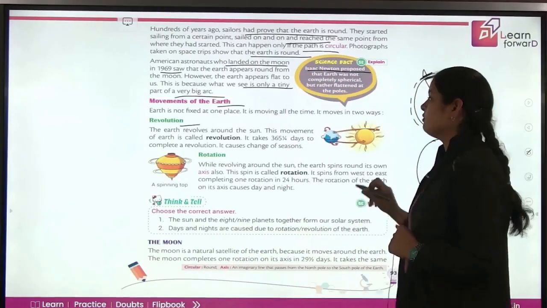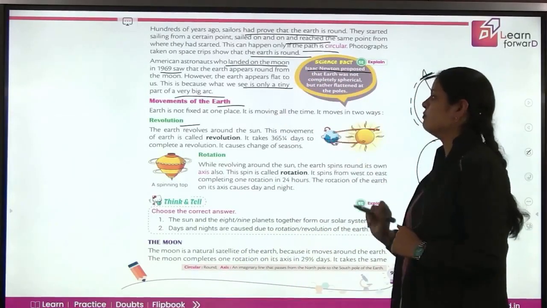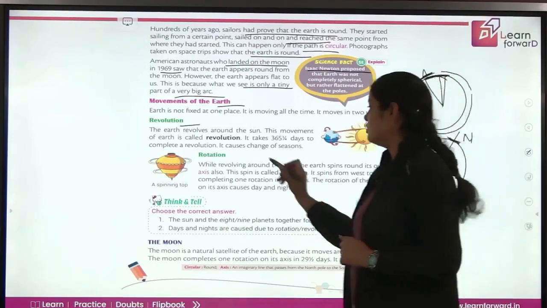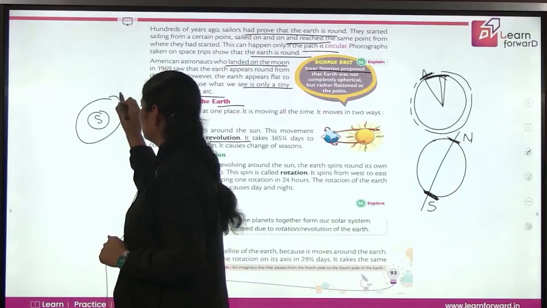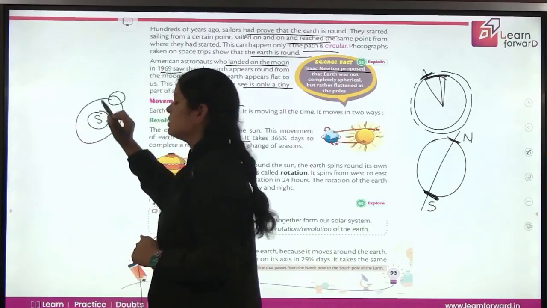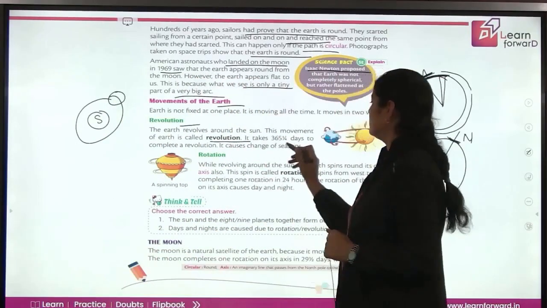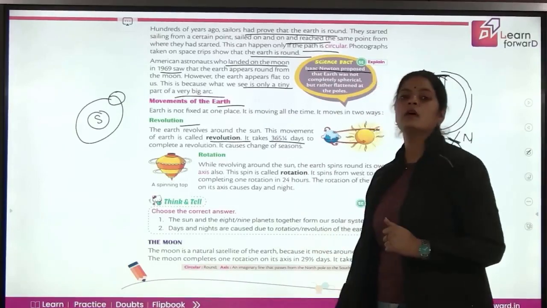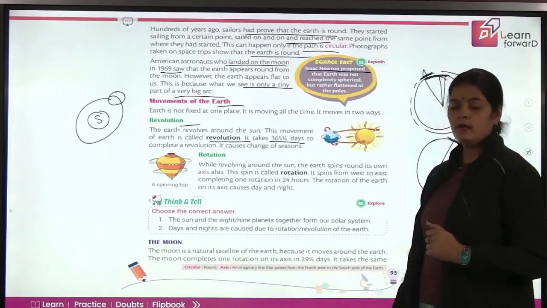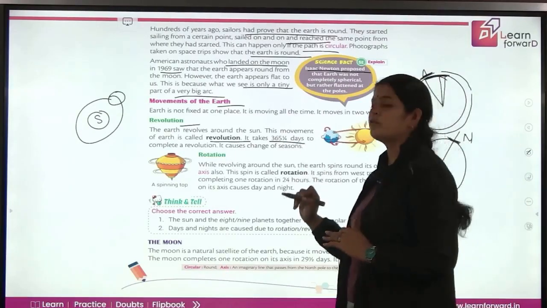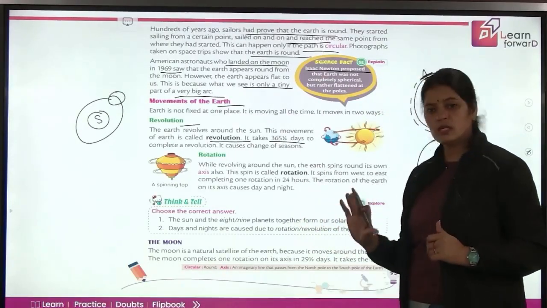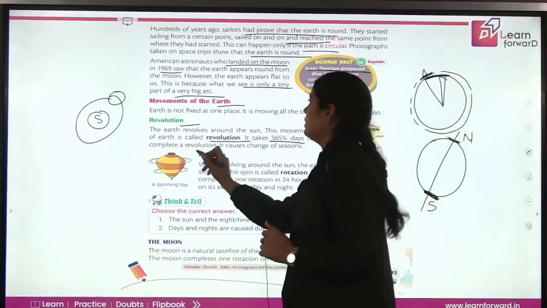The earth revolves around the sun. So this movement of earth is called revolution. So if this is the sun and this is the earth, it is going around the sun in 365 days and 1/4 of a day, meaning 365 days plus 6 hours, because 1/4 of a day is counted as 6 hours, to complete a revolution.